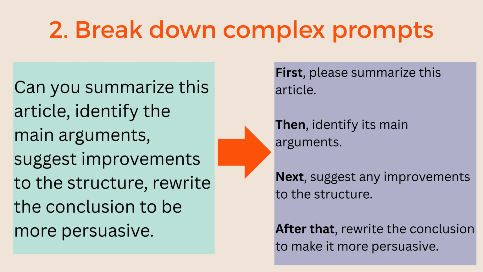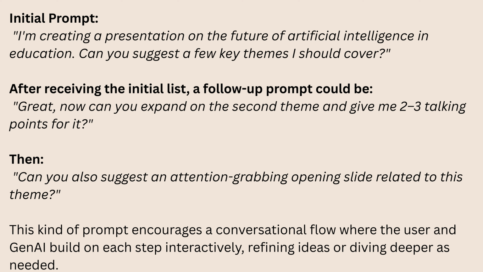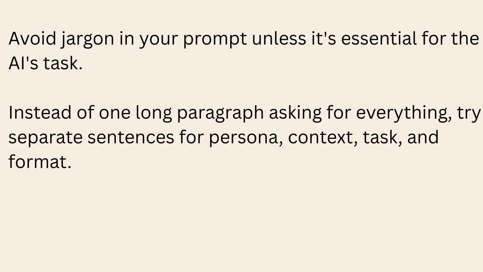Clear step-by-step instructions can help the AI follow along without missing parts of the request. Essentially, don't be afraid to simplify your language and structure. You can even do this interactively. Ask one question, get a result, then ask a follow-up question to refine or continue the task. Avoid jargon in your prompt unless it's essential for the AI's task. But instead of one long paragraph asking for everything, try separate sentences for persona, context, task, and format.